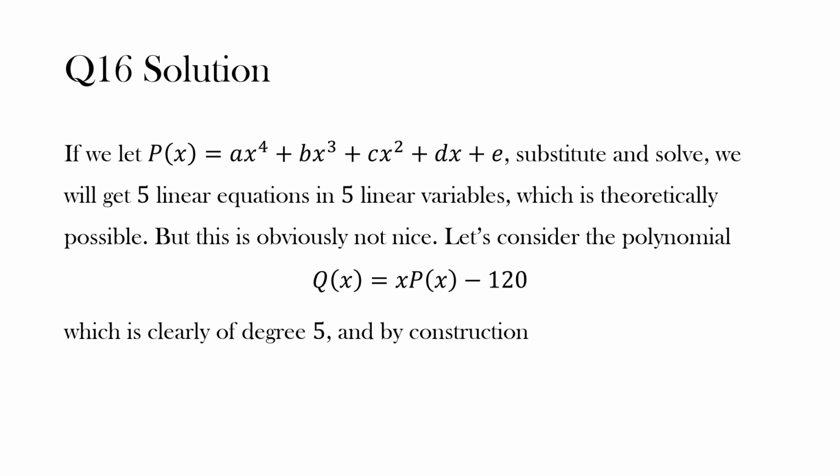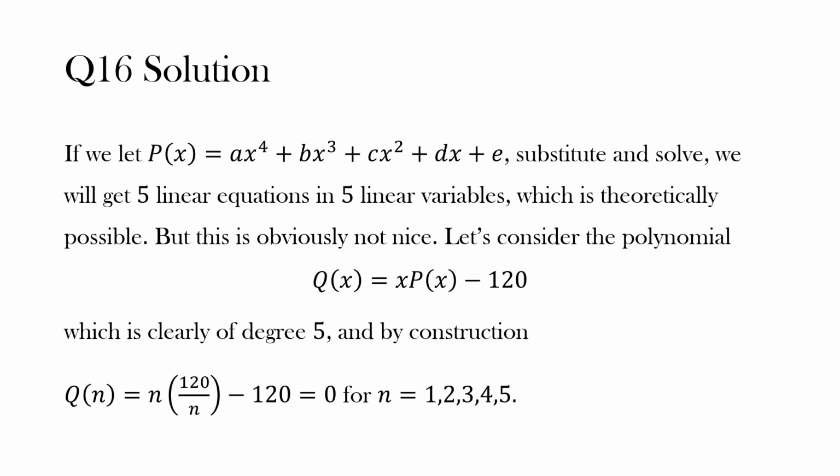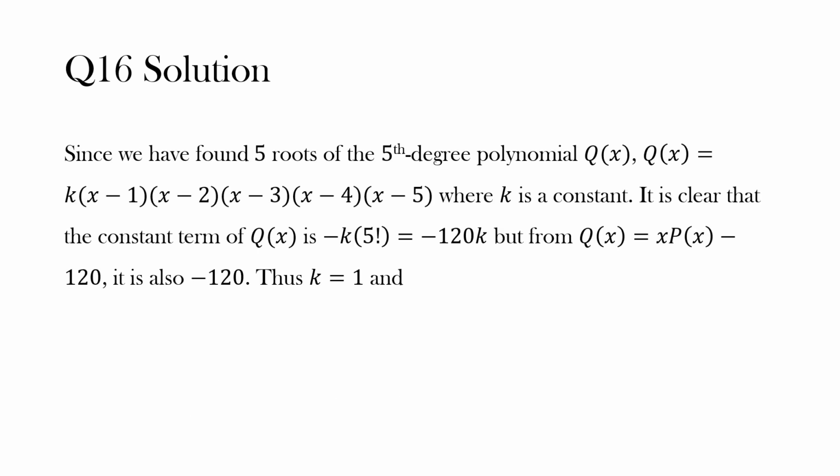We're going to consider the polynomial Q(x) equals xP(x) minus 120. Why is this so? Because we know that P(n) times n equals 120, so xP(x) minus 120 will simply be 0. This polynomial is clearly degree 5 because P(x) is of degree 4 and we multiply it by x. As I said, it has roots at 1, 2, 3, 4, and 5. So it's k times (x minus 1)(x minus 2) all the way to (x minus 5), where k is a real constant.